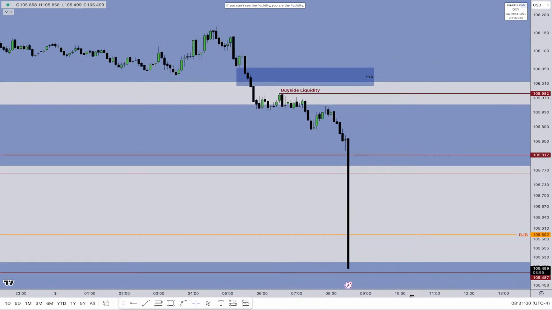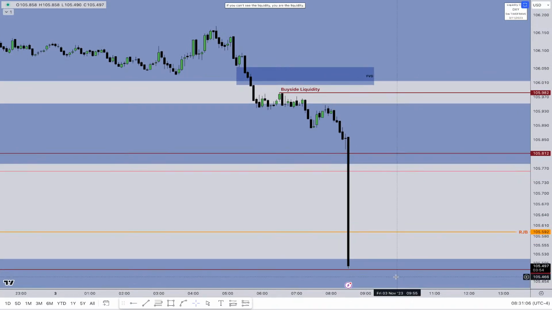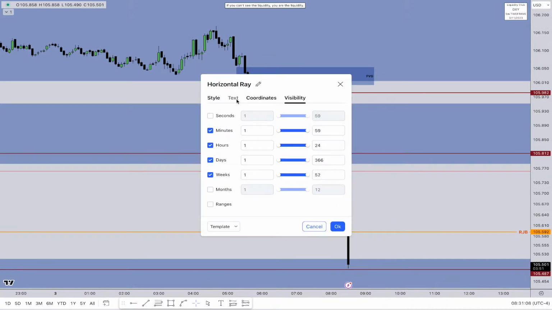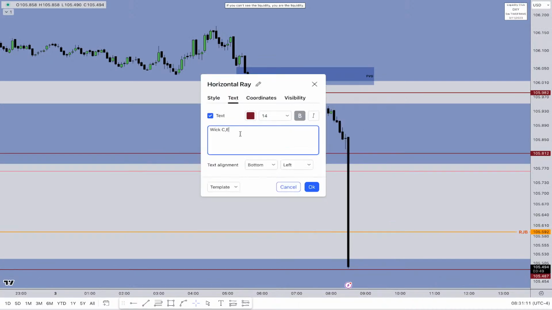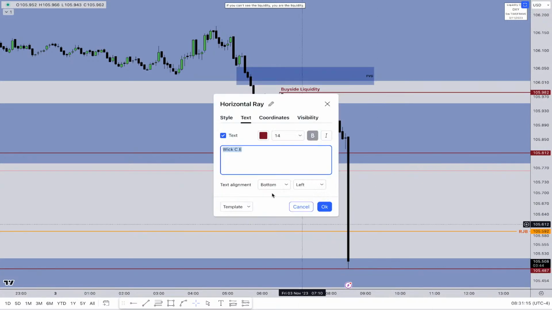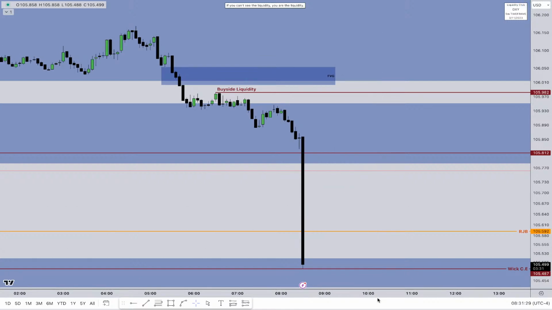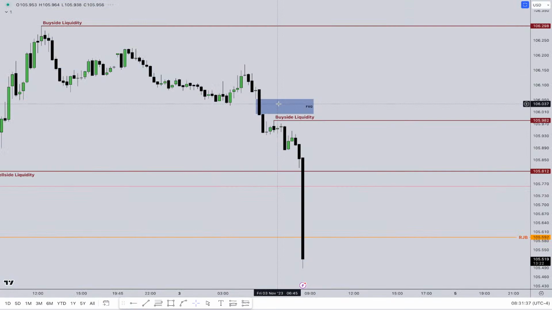You can see how price is just tanking lower. This is a weak consequent encroachment of the daily time frame. Price touched it, and we've seen some reaction there. Price has left this buy side liquidity in this 15 minutes time frame fair value gap.